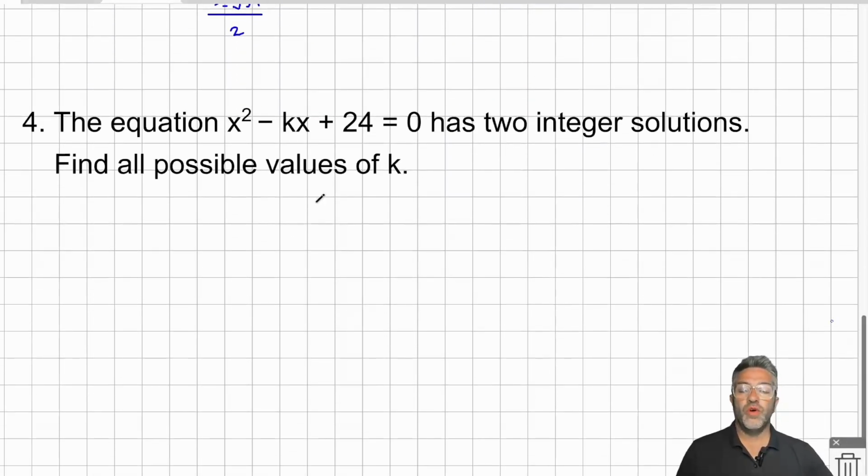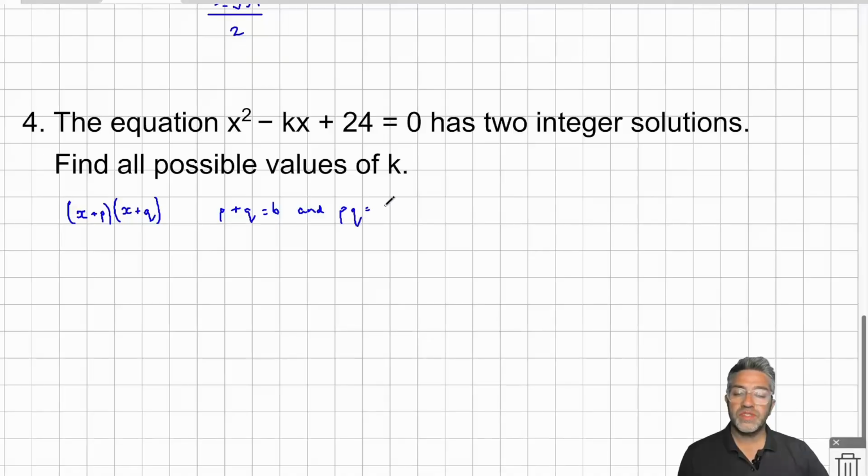Let's look at question 4. The equation x squared minus kx plus 24 equals 0 has 2 integer solutions. Find all possible values of k. So just remember, when we factorise, and let's just say we put this in the form x plus p, x plus q, p plus q must equal b, and pq must equal c.